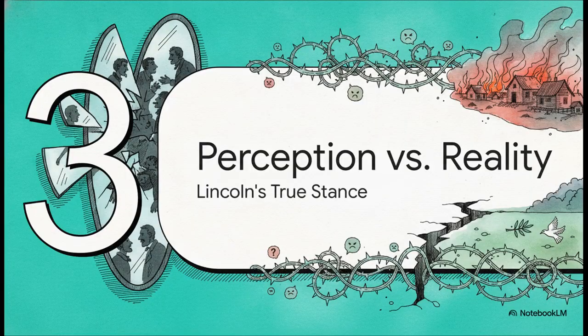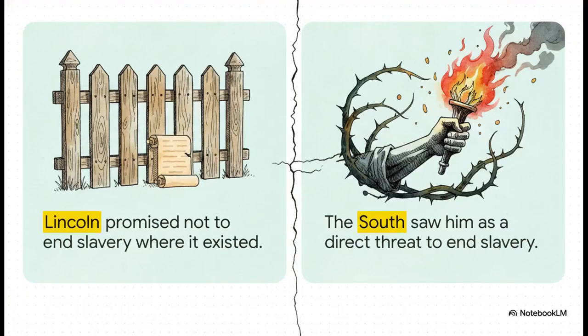All right, let's look at part three, perception versus reality. Here's where things get really tragic. During his campaign, Lincoln clearly, explicitly promised not to abolish slavery where it already existed. Now, he did firmly oppose its expansion into new territories, but he wasn't going to touch it where it was. But slaveholders definitely did not see it that way.